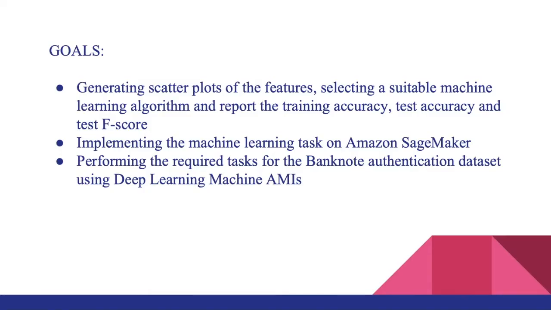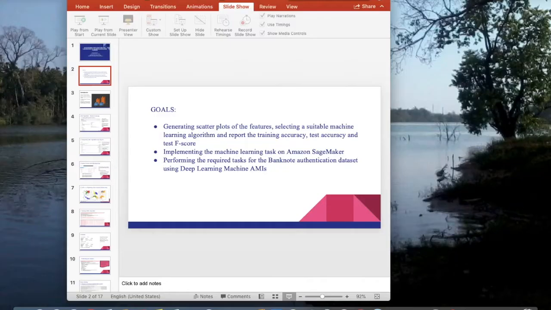The goals of this experiment are generating scatter plots of the given features, then selecting a suitable machine learning algorithm and reporting the training efficiency, test accuracy, and the test F-score. Then we implement the same machine learning task on Amazon SageMaker. The required tasks are performed using a deep learning machine AMI for the banknote authentication dataset.